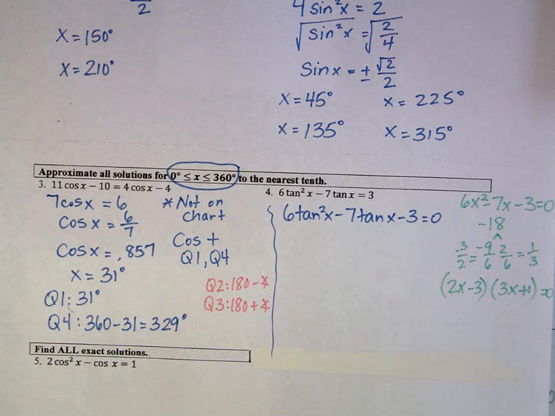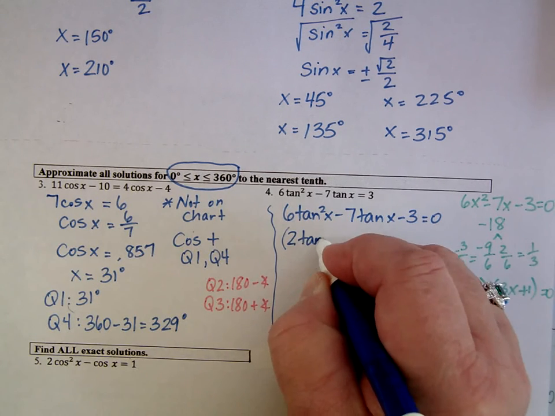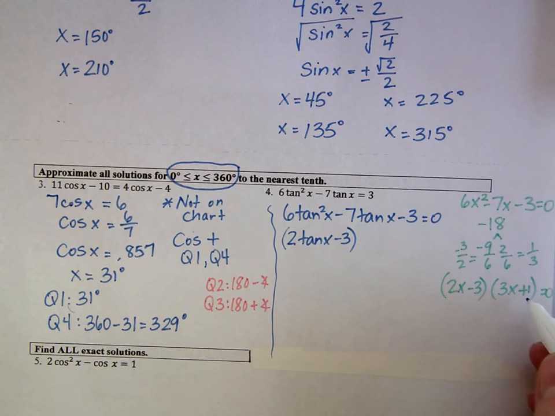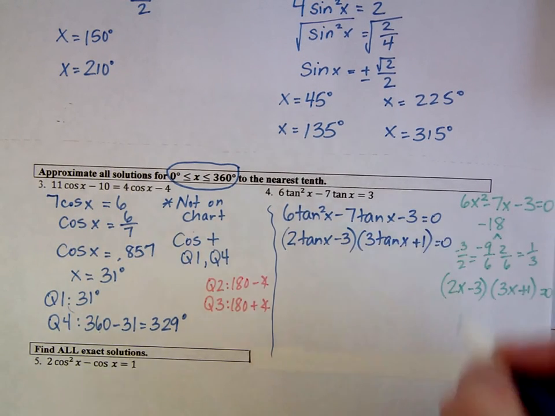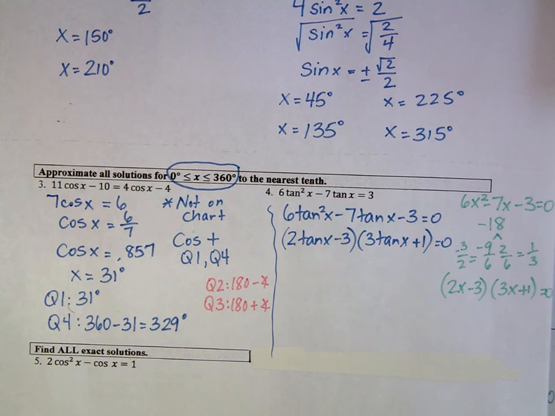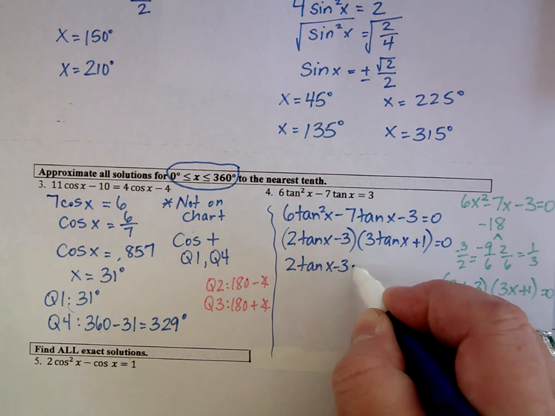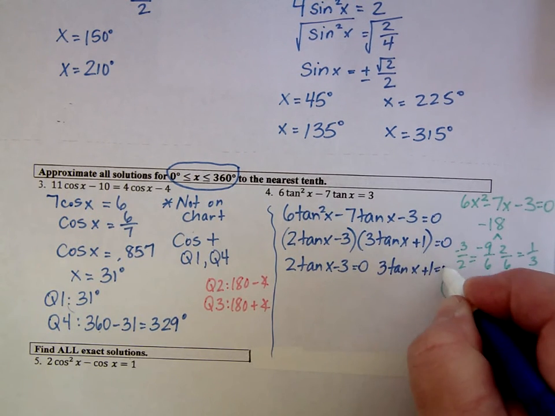But I'm going to apply the exact same thing to the problem that I have at hand. This would factor the exact same way. So this first grouping is going to be a 2, but instead of x, it's a tangent of x minus 3, and a 3 tangent of x plus 1 equals 0. And then I'm going to solve them just like I normally would. So this would be 2 tangent of x minus 3 equals 0. This guy's going to be a 3 tangent of x plus 1 equals 0.